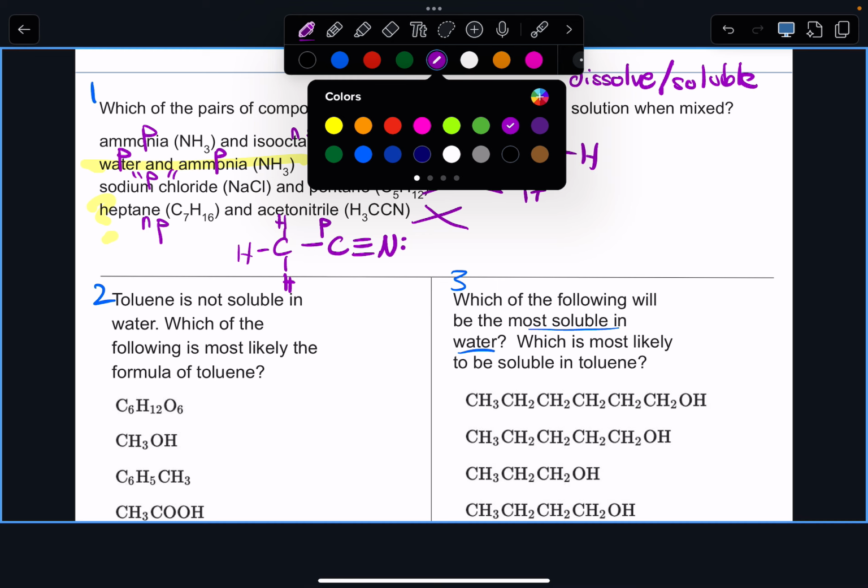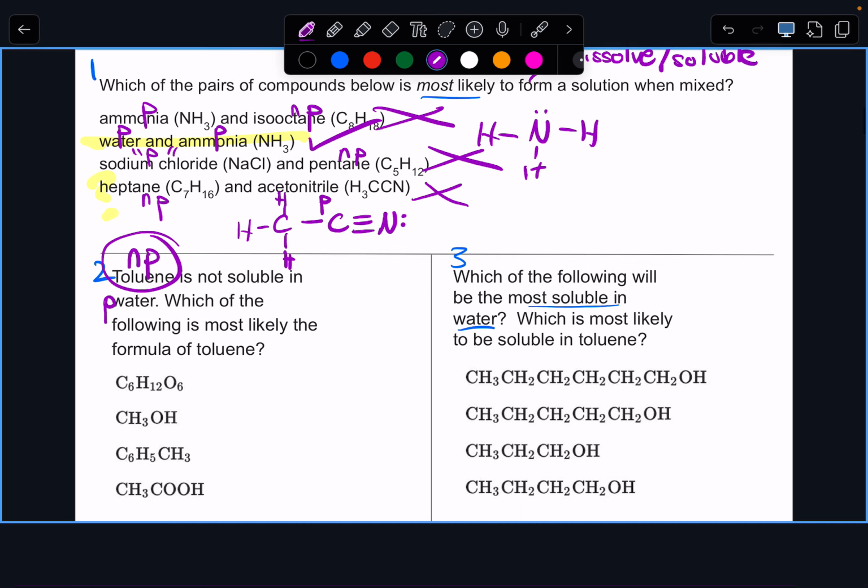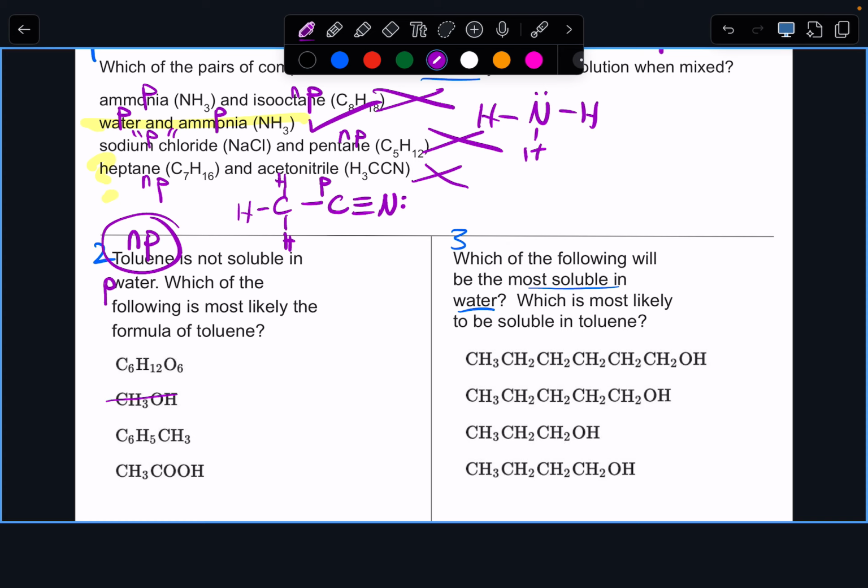Nonpolar, right. So if water is polar and they're not soluble, toluene then must be nonpolar. So which of the following is most likely the formula? Well, off the bat, it's definitely not those alcohols, right? Those are much more similar to water. This one, usually when we see oxygens, we can pretty much assume that that's polar.